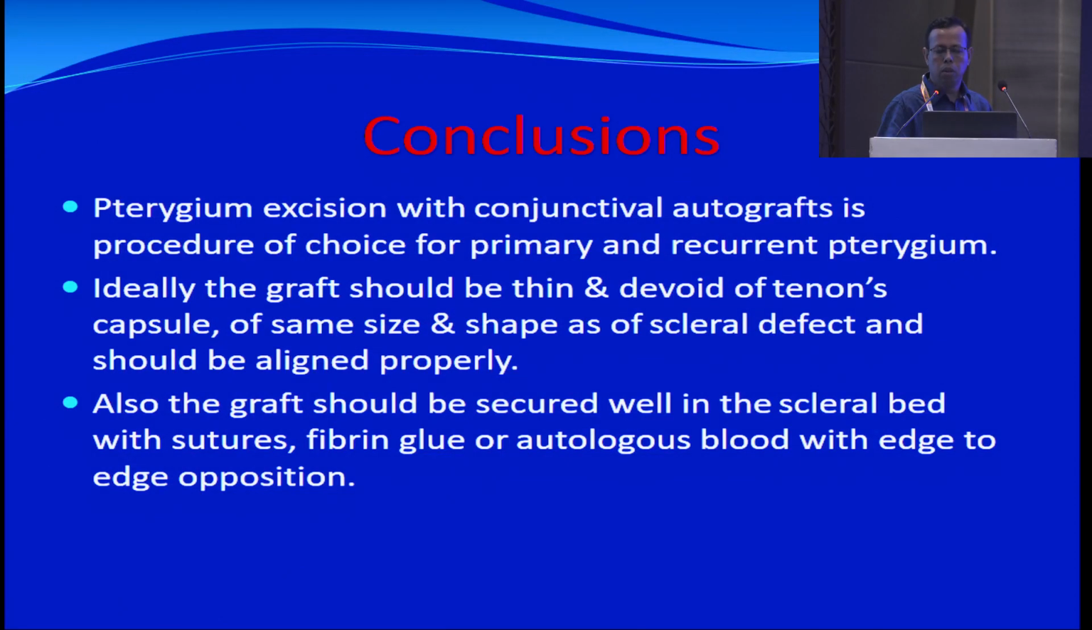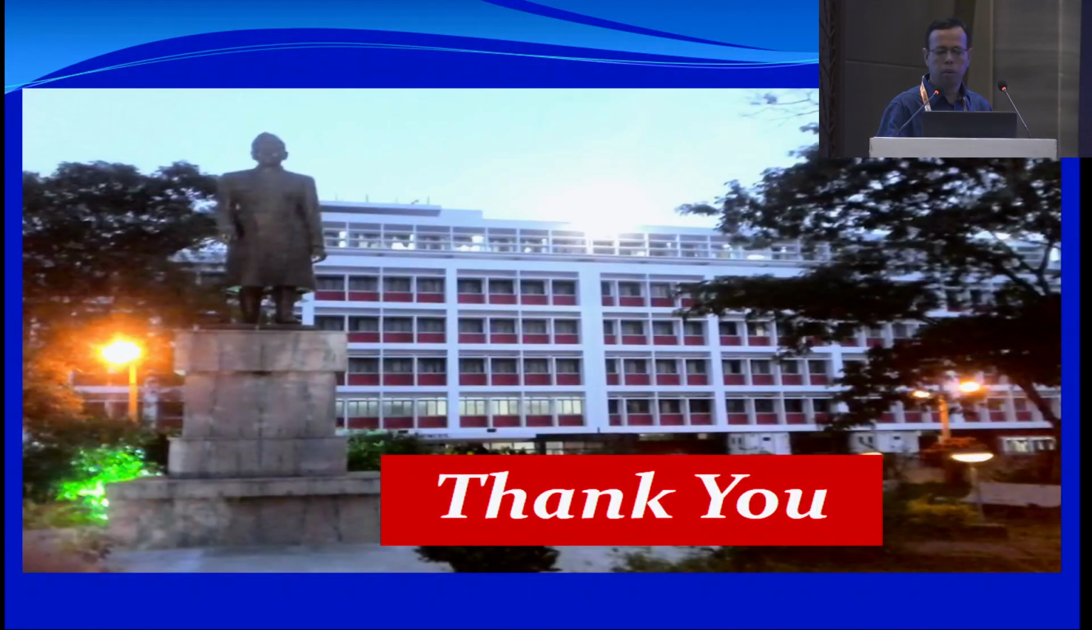So to conclude, pterygium excision with conjunctival autograft is the procedure of choice for primary as well as recurrent pterygiums. Ideally the graft should be very thin and devoid of any Tenon's capsule. It should be of the same size and shape as the scleral defect and should be aligned properly. The graft should be well secured in the scleral bed, either with sutures, fibrin glue, or autologous blood, with edge-to-edge apposition. So thank you very much.